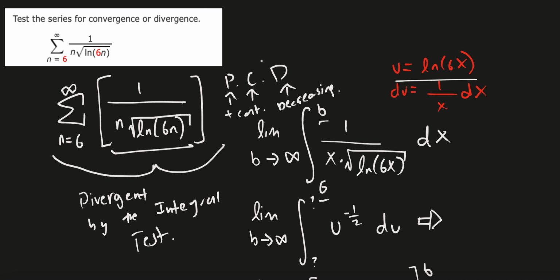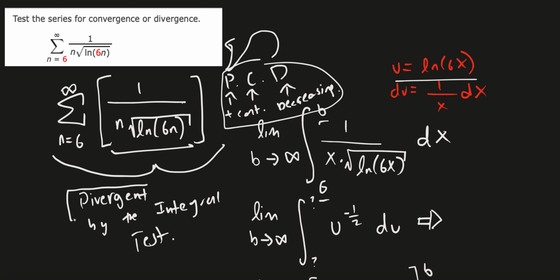Checking these will help you determine if you can use the integral test or not. And so that's what you got to check. And so this proves that we are divergent. And that's it.